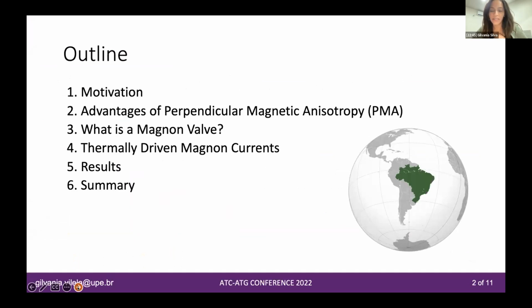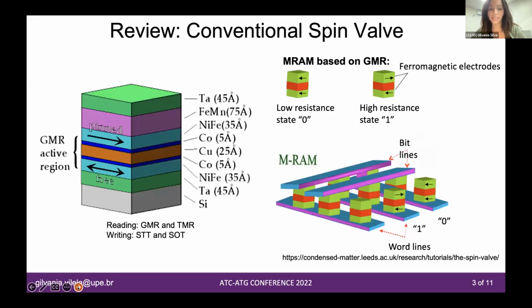And then I will follow these outlines. First, I will show the motivation for this study and why we want to fabricate Magnon valves with perpendicular magnetic anisotropy, because some groups in China have studied these systems with in-plane anisotropy, and we are interested in developing them with perpendicular magnetic anisotropy. I will show what is a Magnon valve and how we excite spin waves in these Magnon valves using a temperature gradient. Then I will show some results and make my final considerations.